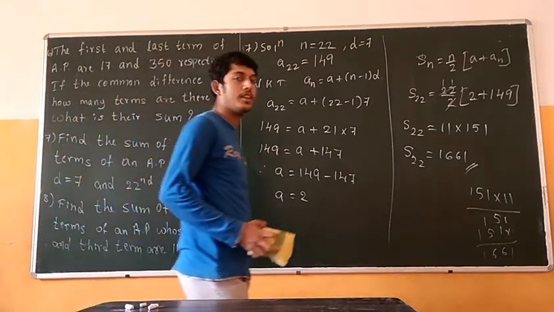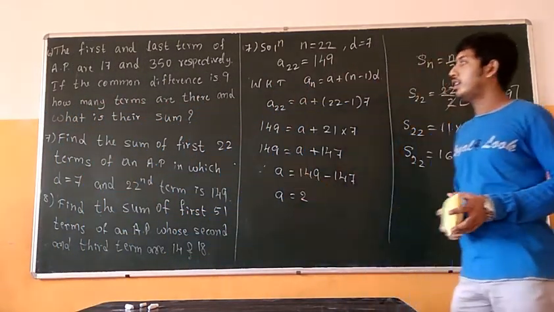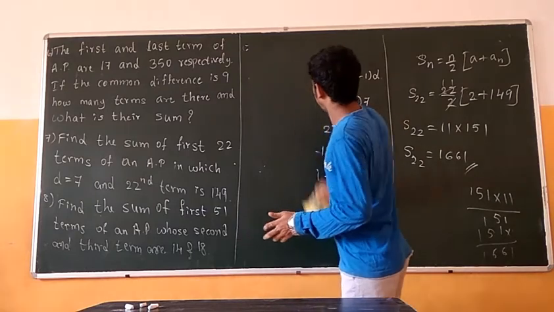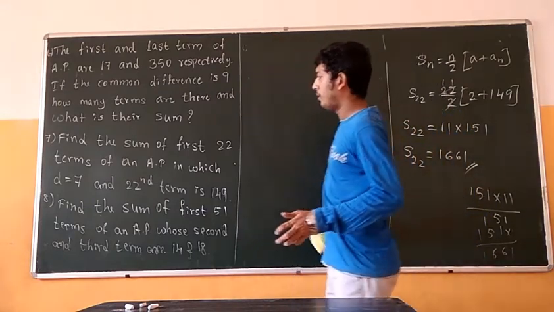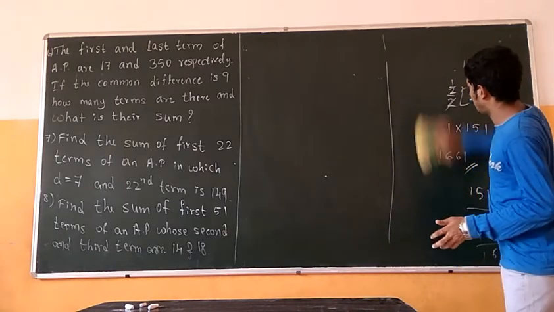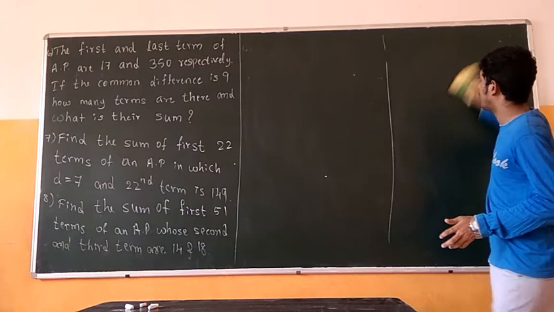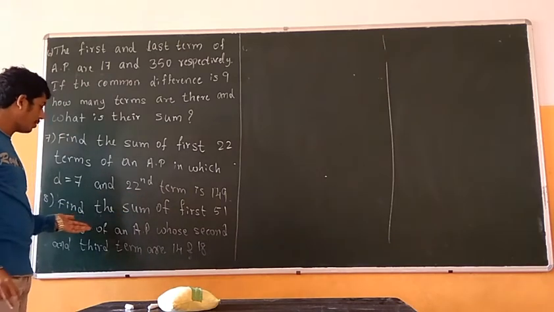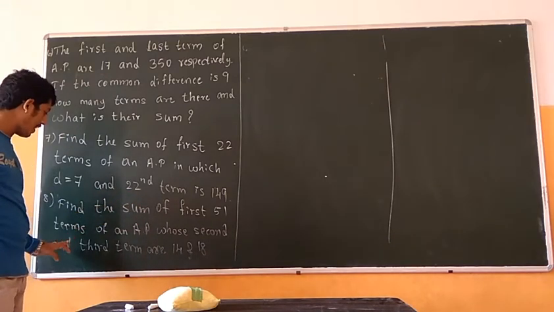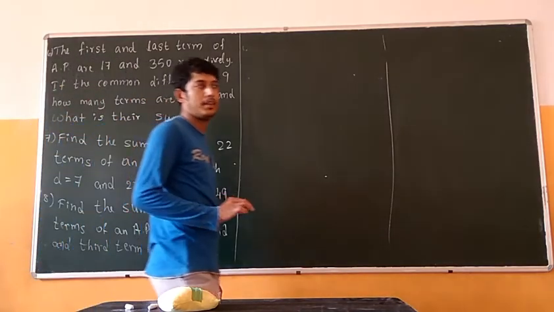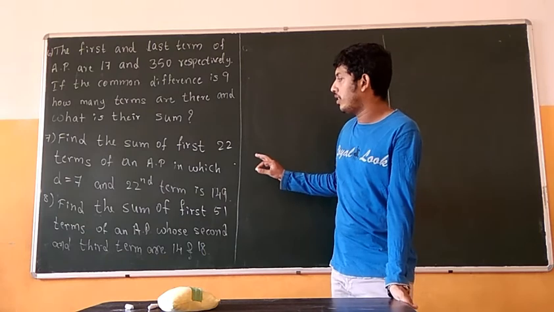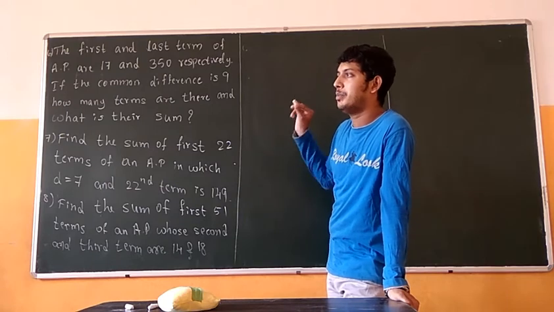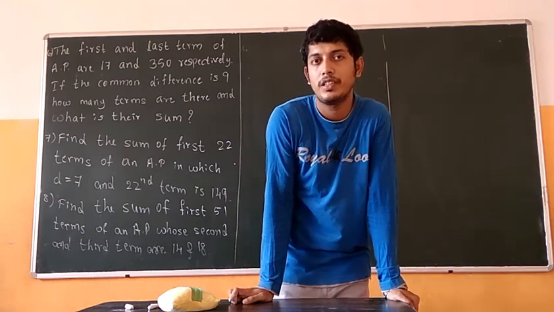And now I will go to the third problem. Okay, understood? Now, third problem. If you have any doubt, you can ask. The third problem is: find the sum of the first 51 terms. That means here the value of n is equal to 51. Find the sum of first 51 terms of an arithmetic progression whose second and third terms are 14 and 18 respectively. So we have to find S51, and therefore we got the value of n.